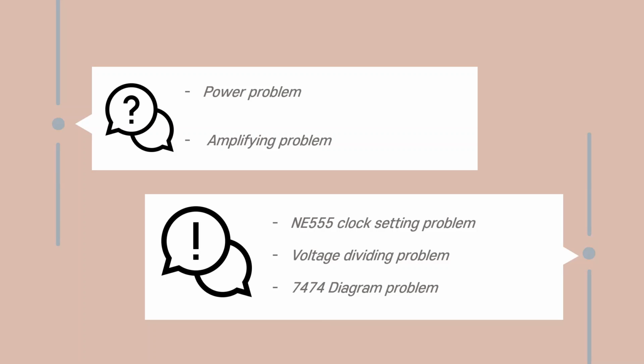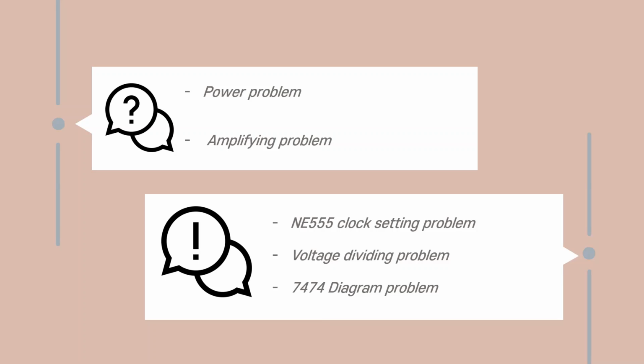Third, we had an NE555 clock setting problem. It was initially difficult to set the clock in a situation where the DC voltage was turned into a clock signal using the NE555. Using the values computed for the capacitor and the resistor, we set the correct clock for our circuit.